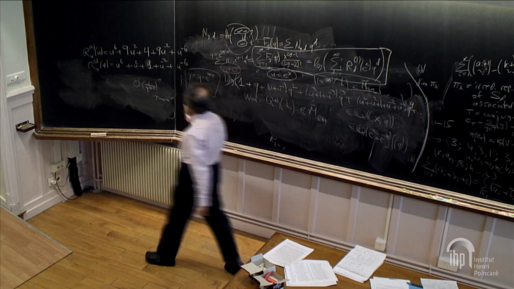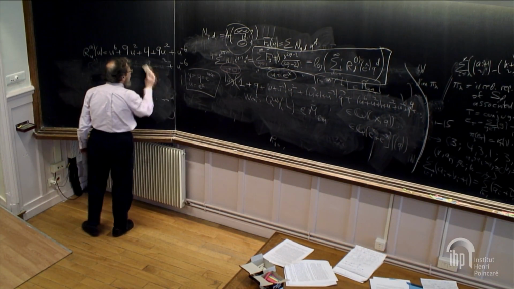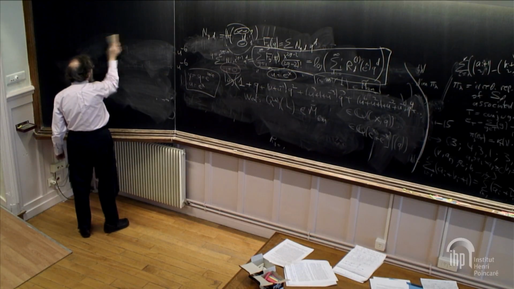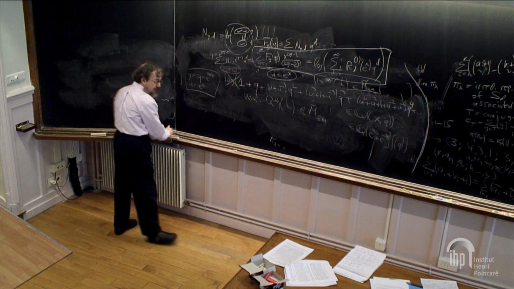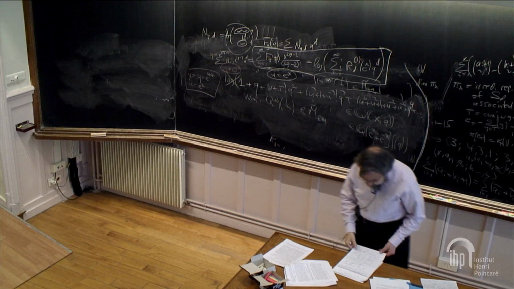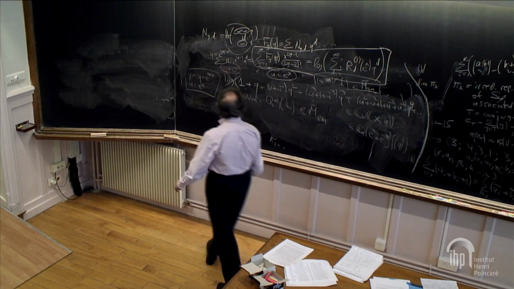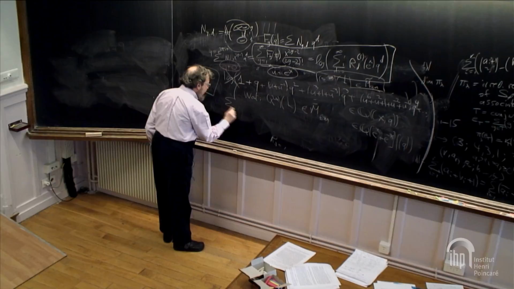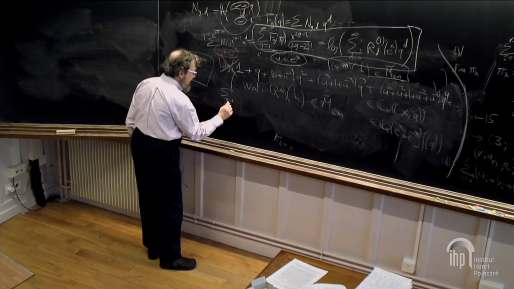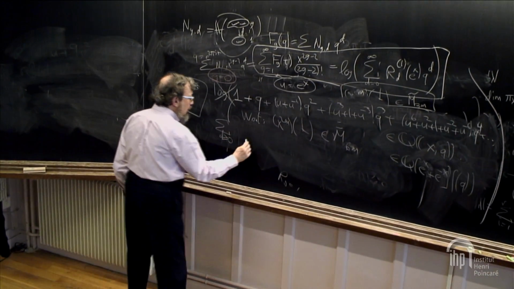I want to write this in another way. So this is an extremely simple idea and completely standard. So this power series is the sum, by definition, over d greater than or equal to 0.